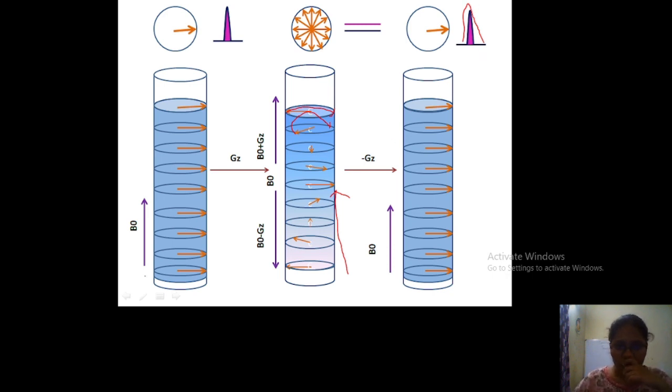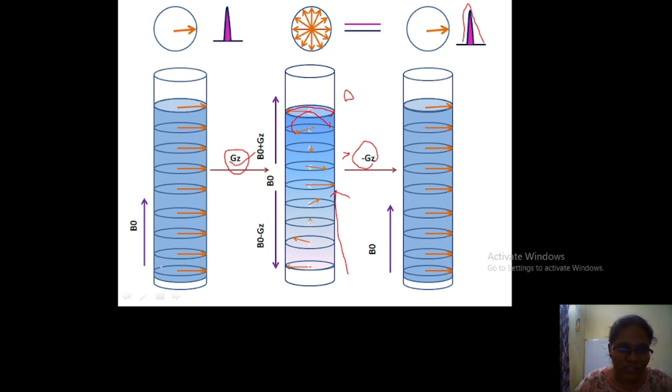Let me tell you one thing. This complete rephasing of the magnetization vectors happens only when you provide this reverse gradient immediately after providing the first gradient. Suppose you do not provide the reverse gradient immediately, and you let the sample be idle for some time delta after this Gz, let us see what happens.